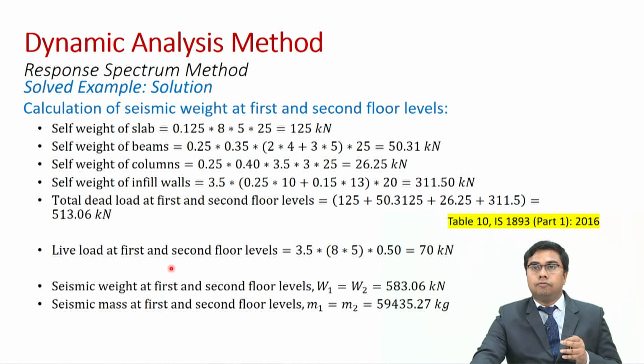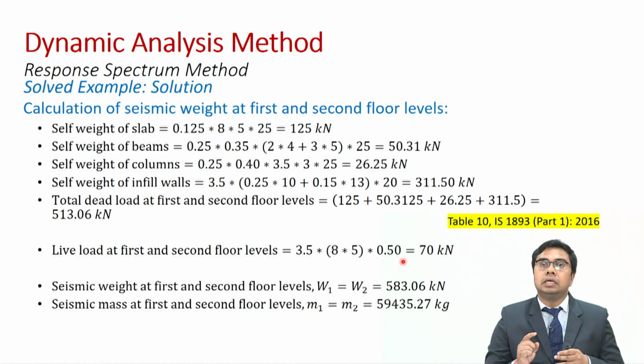The live load at the first and second floor level is calculated with 3.5 kilonewton per meter square as the load intensity. The plan dimension for the tributary area of the frame under consideration is 8 into 5 square meter, and then you have 0.50, which represents that if your live load intensity is more than 3 kilonewton per meter square, how much contribution live load gives to the seismic load calculation?